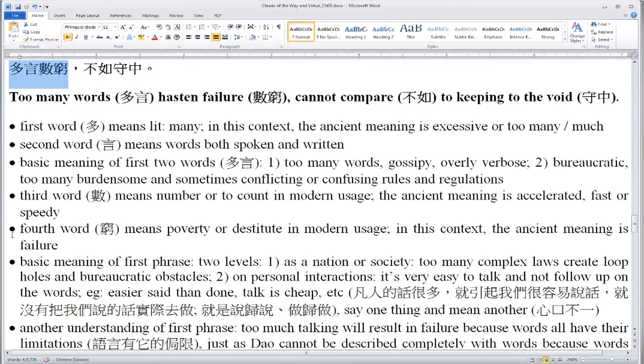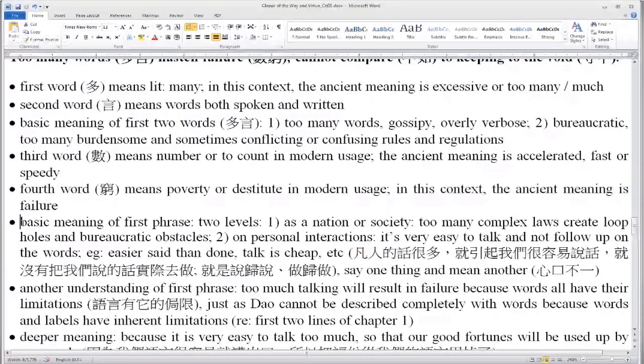I'll talk about the fourth word next. The fourth word, 穷, literally means poverty or destitution in modern usage, but in the ancient meaning, it means to fail. Failure is related to poverty; there's some relationship. But it just means failure, that you don't succeed at something. So the basic meaning of the first phrase has two levels.